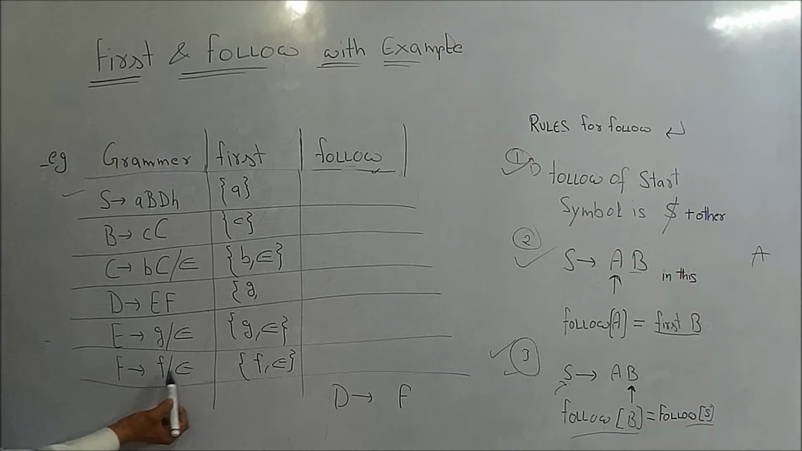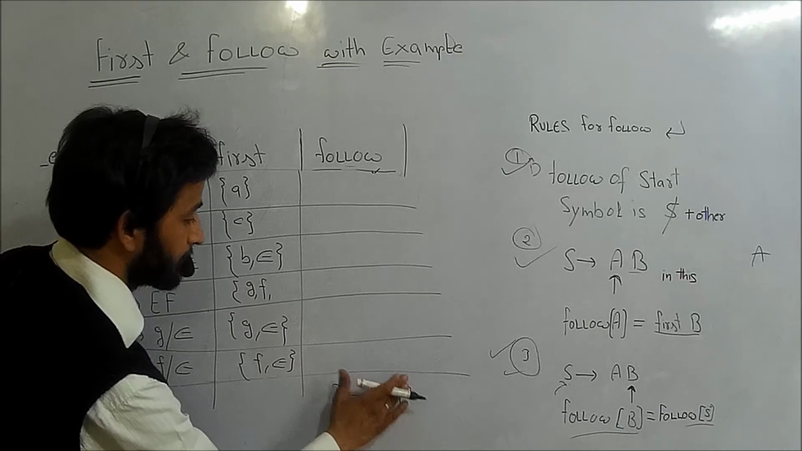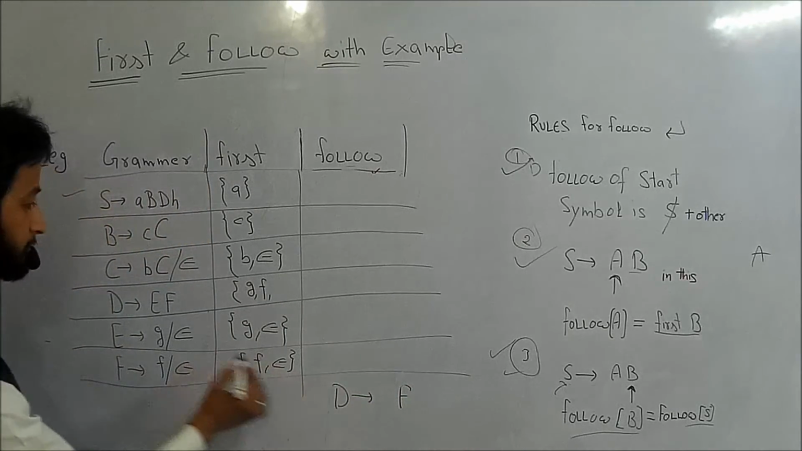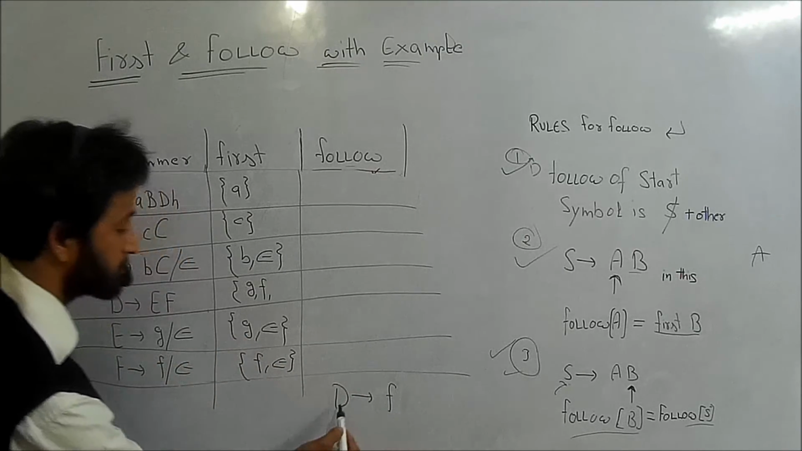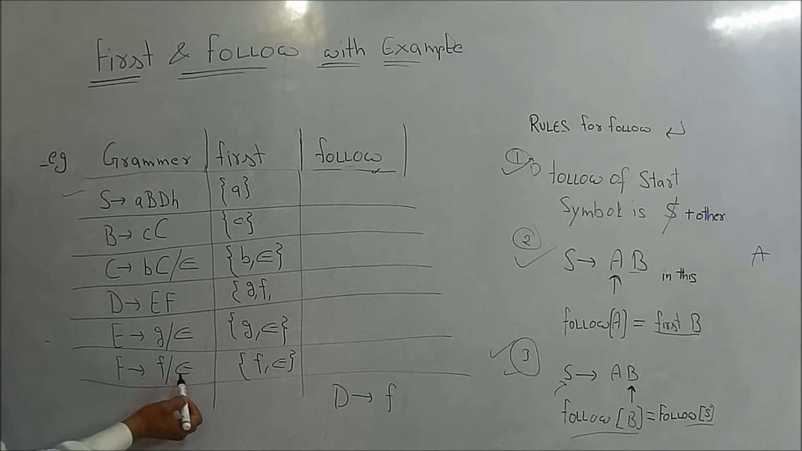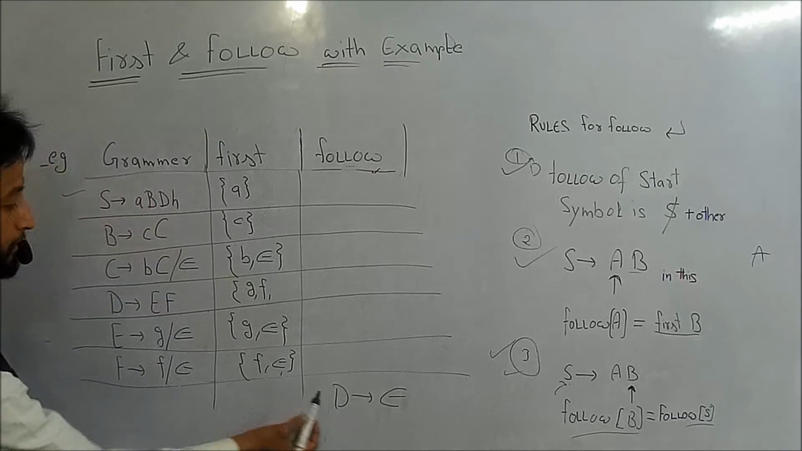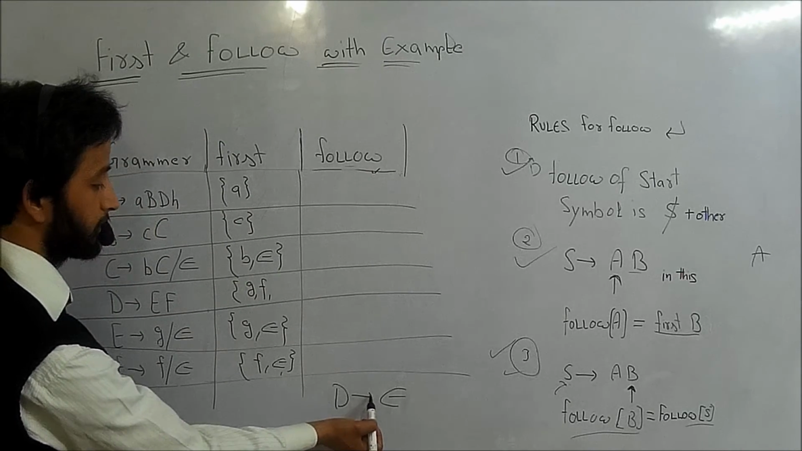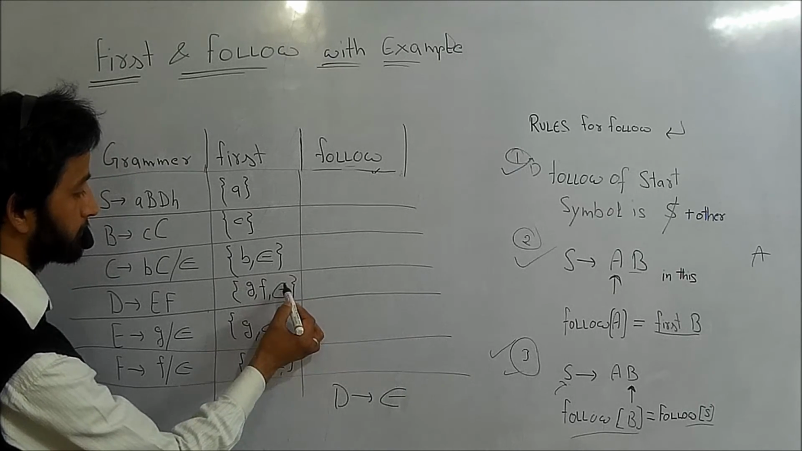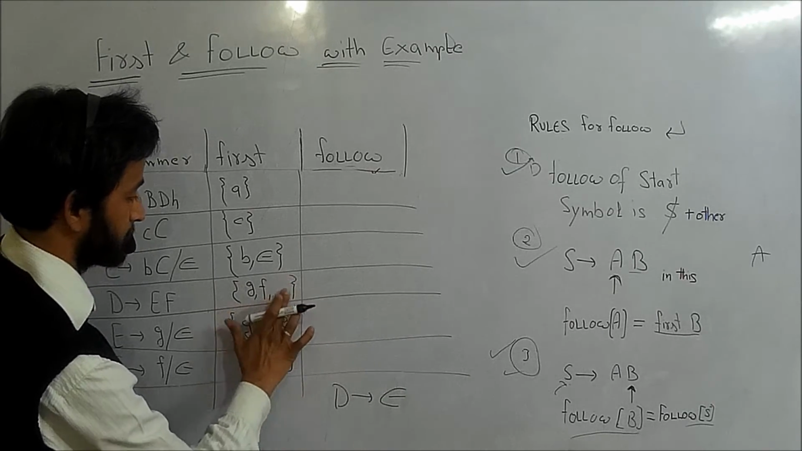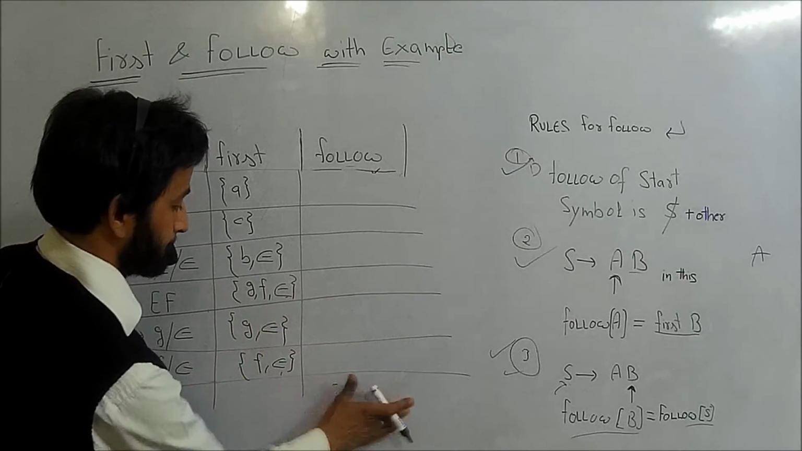The first of F is one value, F. So when I put the value of F, the first of D becomes first of F, and the second value is epsilon naught. Then when I put epsilon naught, it becomes D derives epsilon naught. So I will put epsilon naught here also. Okay, this is not E, this is epsilon naught.